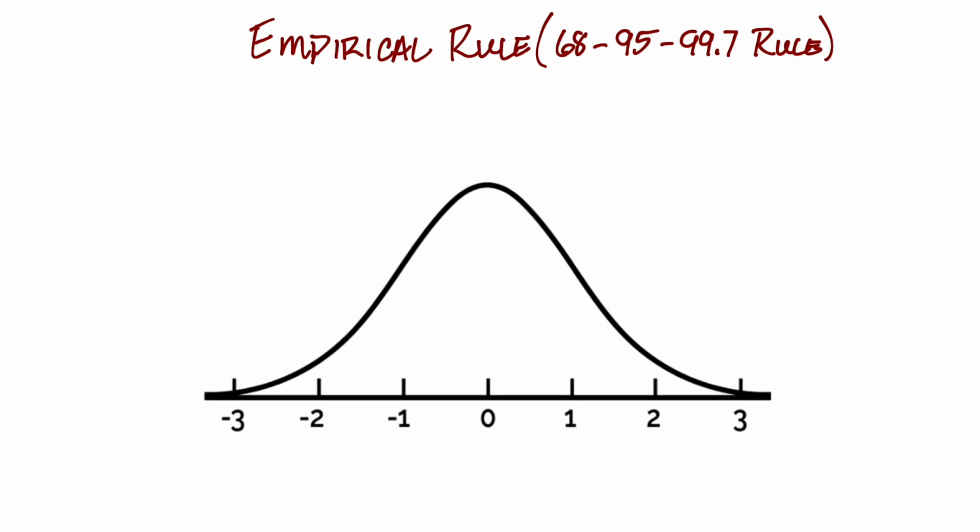So as promised, here is the empirical rule. The empirical rule is also sometimes called the 68, 95, 99.7 rule, which is kind of a mouthful, so a lot of times it's just called the empirical rule. What the empirical rule states is that whenever we have a bell curve, a normal curve, it doesn't have to be standard normal, any normal curve, we know that about 68% of the observations are going to fall within one standard deviation.